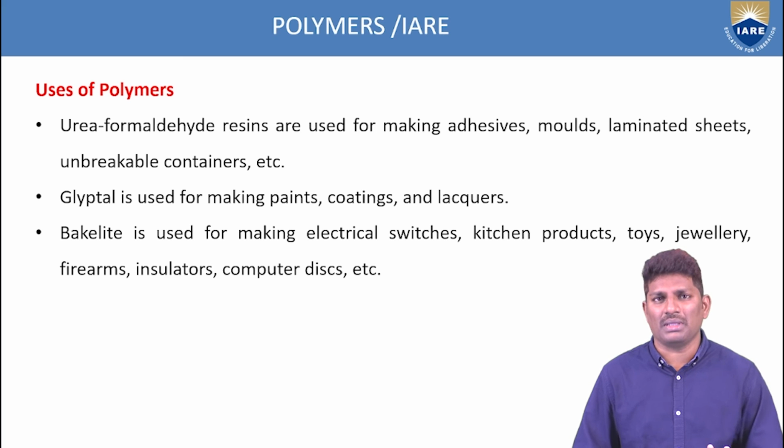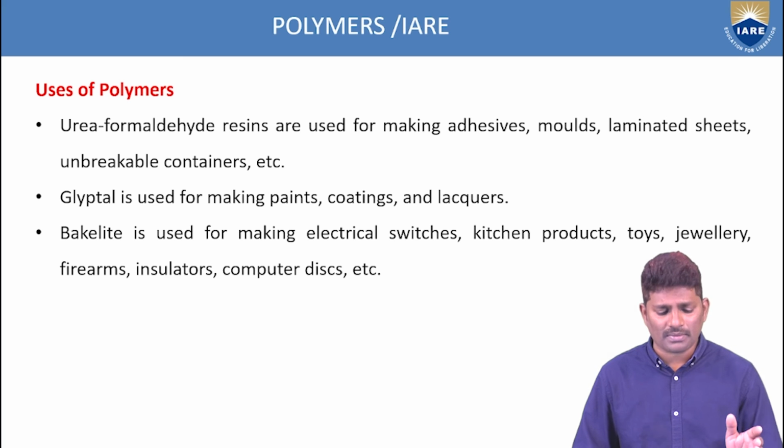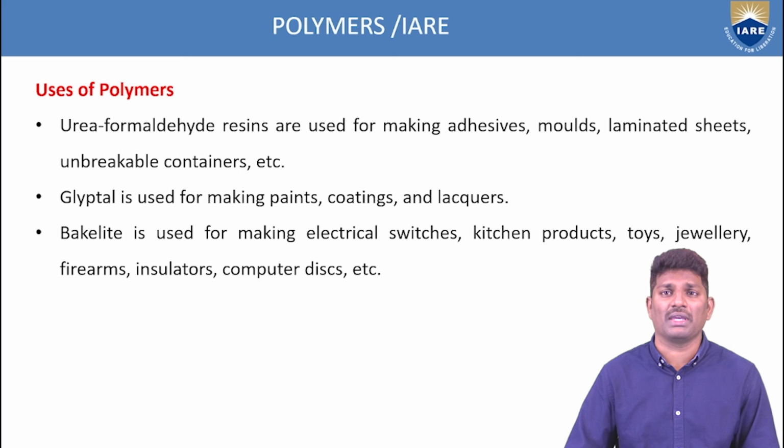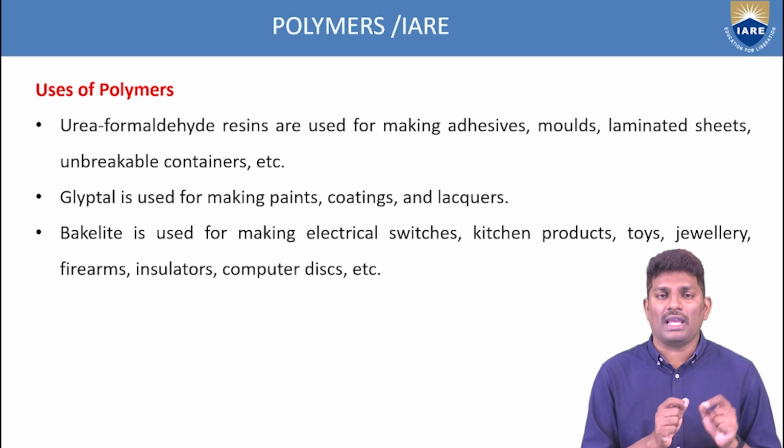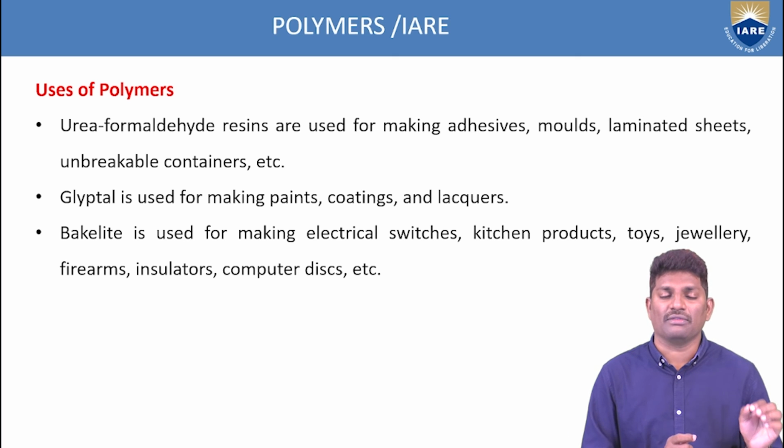So like this, you have many applications. Gold metal is used for making paints, coatings, and decorations. Bakelite is used for electrical switches, kitchen products, toys, jewelry, firearms, insulators, computer disks, etc. So like that, each element has different applications.